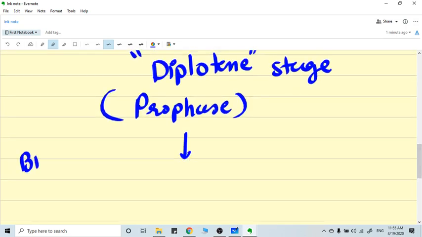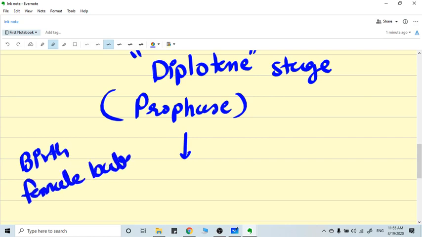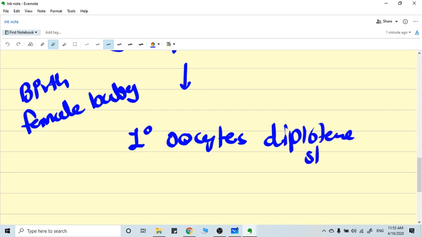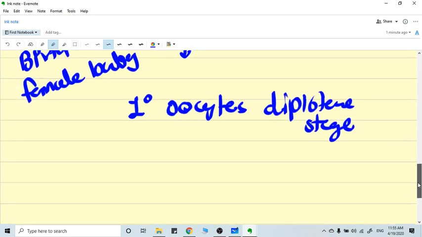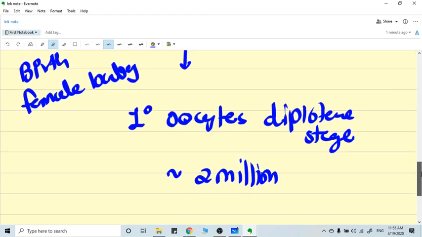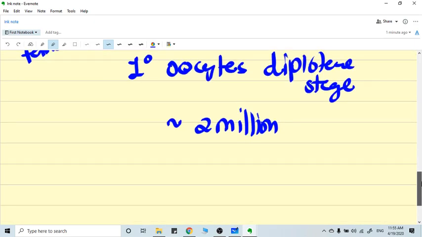When there is a birth of a female child or baby, you will find almost all primary oocytes arrested in the diplotene stage. Around 2 million of these primary oocytes are there in the ovaries of the female baby at the time of birth.